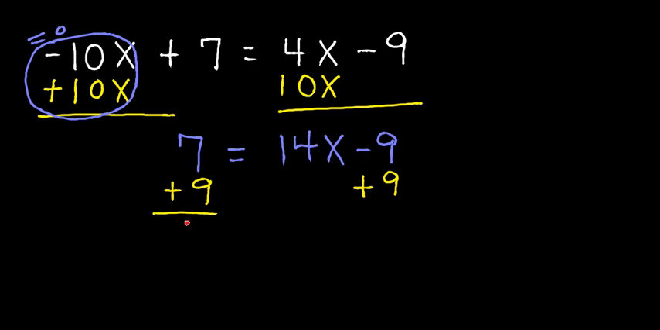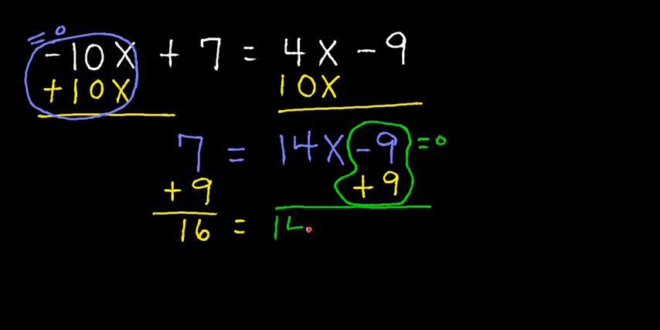7 plus 9 is 16. Bring down the equal sign. And again, these two cancel each other out, makes 0. I'm not going to bring anything down there. And I've got 16 equals 14x. And I want to get rid of this coefficient. And the way to do that is by dividing by that exact amount.